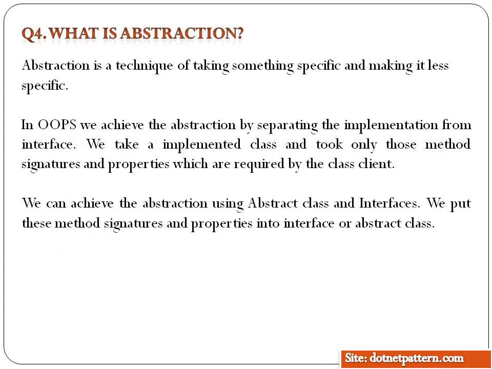Question 4. What is abstraction? Abstraction is a technique of taking something specific and making it less specific. In OOPS we achieve the abstraction by separating the implementation from interface. We take an implemented class and take only those method signatures and properties which are required by the class client. We can achieve the abstraction using abstract class and interfaces. We put these method signatures and properties into interface or abstract class.